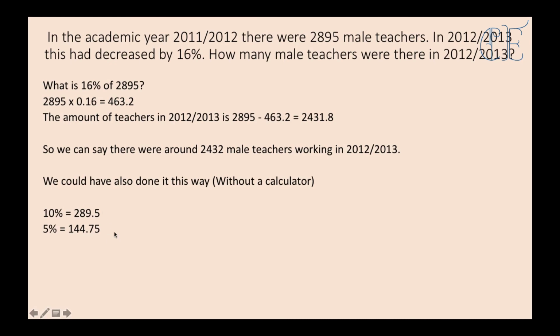Now I've got 15 altogether, so I could add those together and it would give me 15%, but I still need one more percent. So here's my 1%, and to find 1%, I just took my original number here, and instead of dividing by 10 to find 10%, I divided by 100.